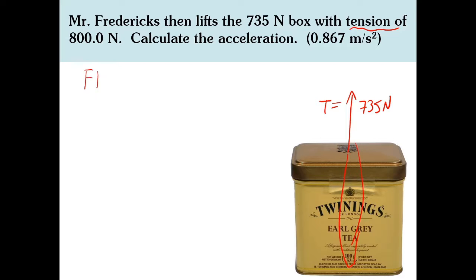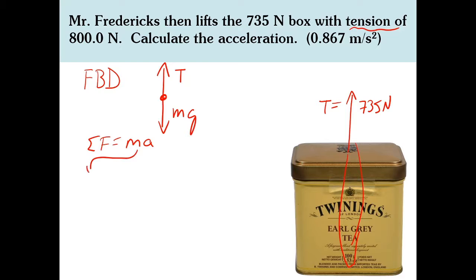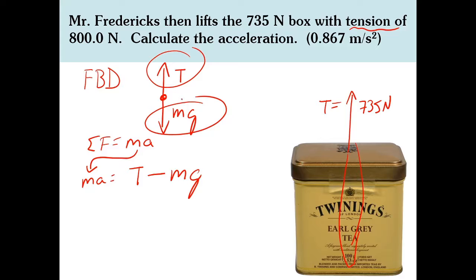So let's do our free body diagram. Since I'm lifting it, it's off the table. Now, gravity always pulls down, but there is no normal force. There will be a force of tension pulling up. So in this case, it's off the table. I'm pulling it up. It's almost certainly accelerating. So ma equals T, because T is in the positive y direction, minus mg, which is in the negative y direction.